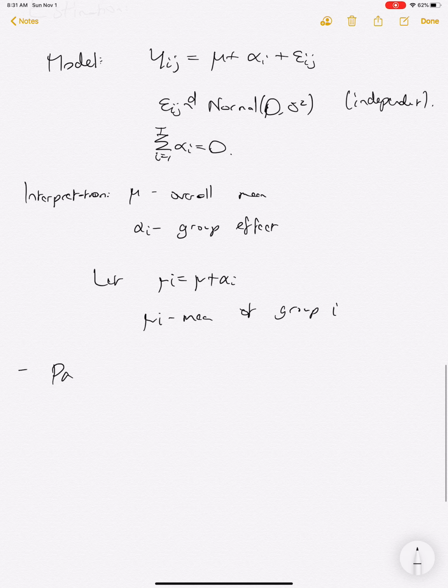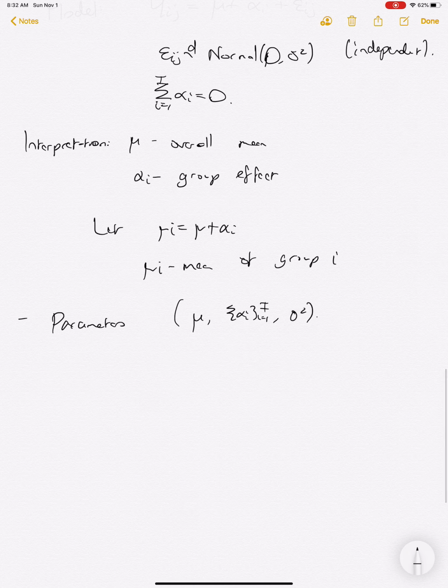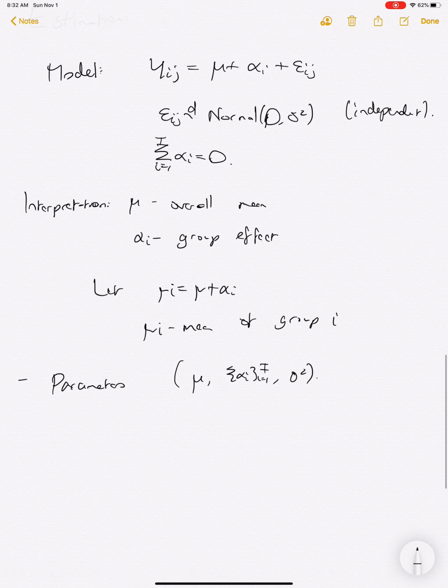So we have our parameters here that we're trying to estimate: mu, the alpha i's for i equals 1 to I, and sigma squared. For now, we're going to focus on the estimation of mu and the alpha i's, because you can separate that out from the estimation of sigma squared. Later, I'll talk about how we estimate sigma squared as well. There are actually a few choices, and I'll talk about what makes the most sense in that context.